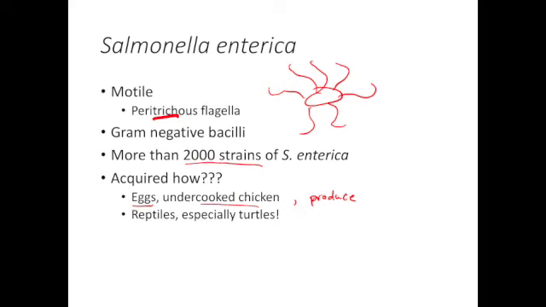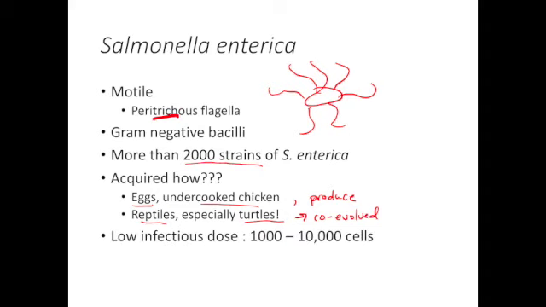But one thing people often don't know is that reptiles are a really common source of salmonella infection, particularly turtles. Reptiles have co-evolved with salmonella so that it's part of their normal microbiome, just like we have co-evolved with E. coli. So it's a really interesting evolutionary relationship between the bacteria and reptiles.